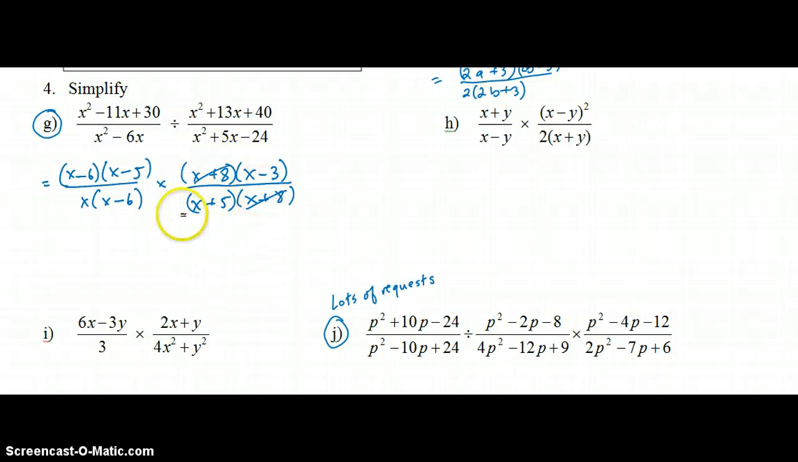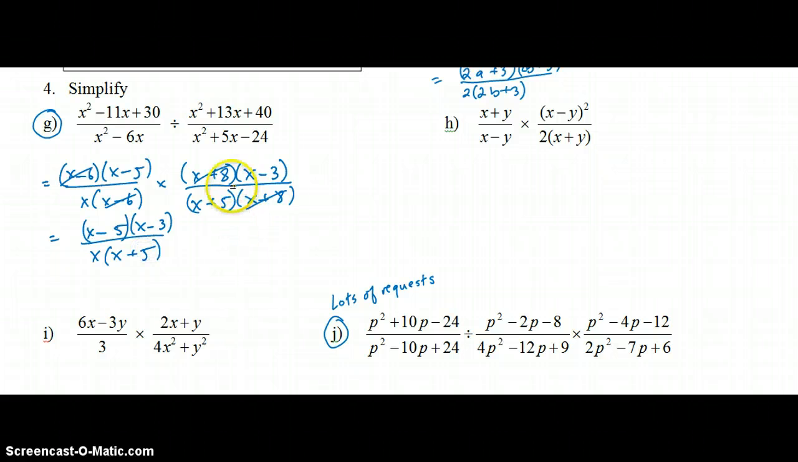x plus 8s, x minus 6s. We're sure about this x plus 5 stuff? Alright, so that leaves me x minus 5 on the top, and x minus 3, x, and x plus 5 on the bottom.